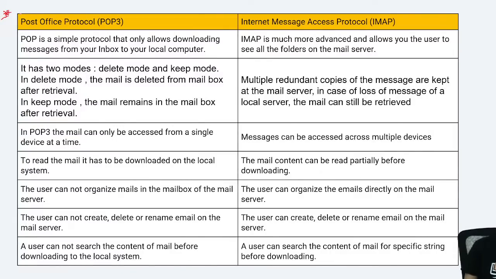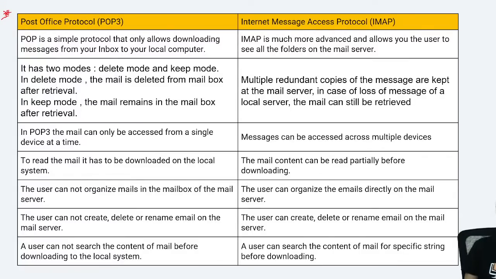POP means it is downloading to your machine, and after that you are accessing it on the local machine. But with IMAP you are accessing directly from the server. Just like in Gmail, you open your Gmail account and access it directly. That is IMAP. With POP3, you install different mail access software which downloads the mail and stores it on your local machine.